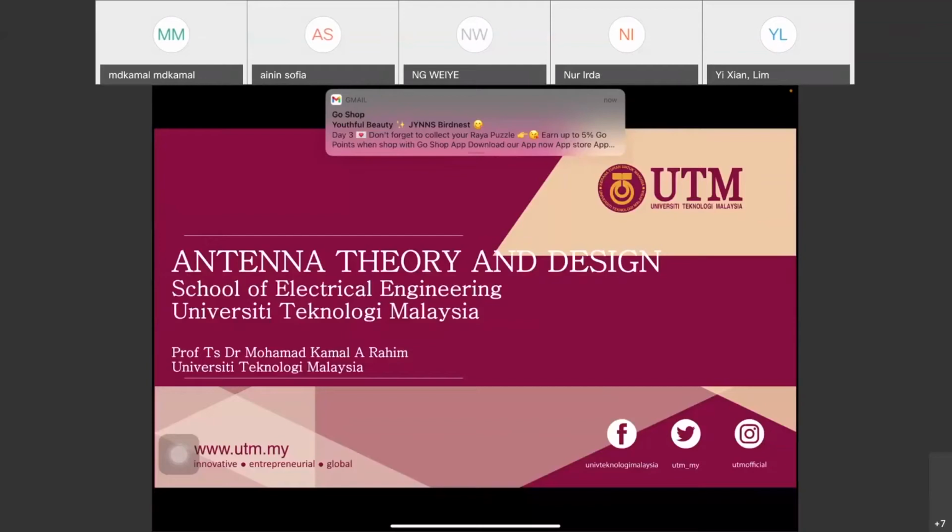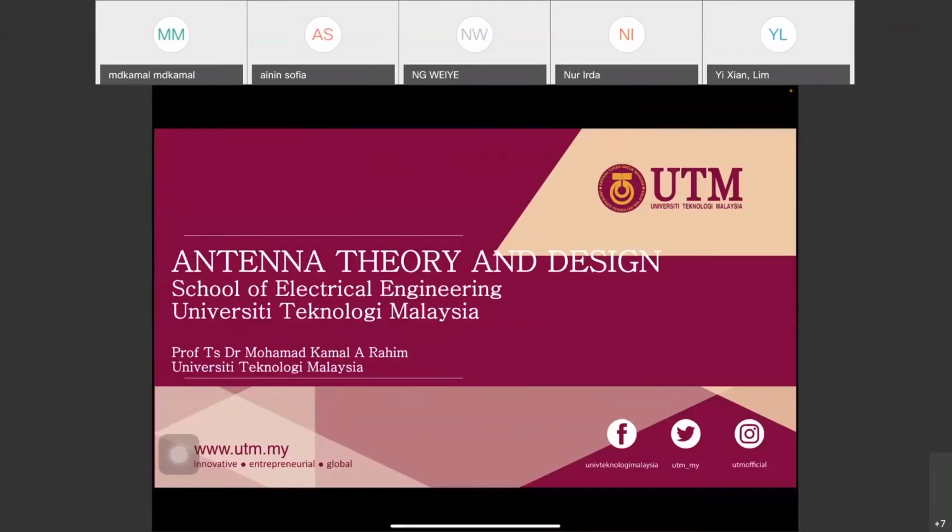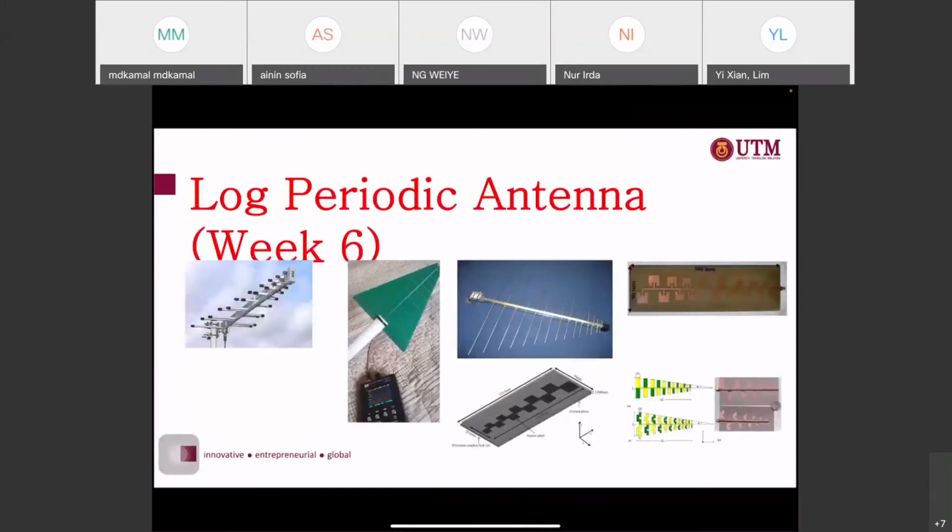We do some derivation from this particular antenna. Okay, so this is the example as I mentioned to you on Wednesday, on Sunday before.